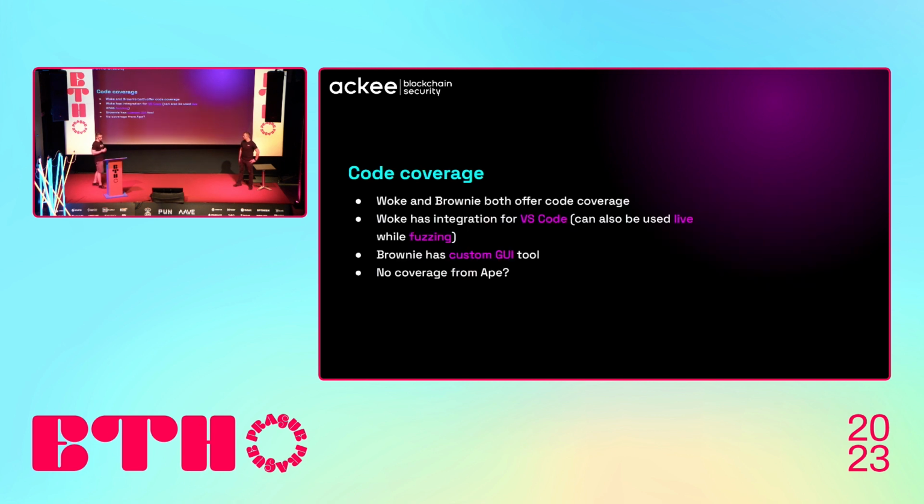Now let's talk about code coverage. Brownie and Vogue have code coverage support. As far as we know, Ape doesn't have it, but it feels like the Ape documentation is a bit incomplete. So maybe there's code coverage, but as far as we know, we have not found it. And in Vogue, we have an integration for VS Code. So basically, we can show the code coverage in VS Code.